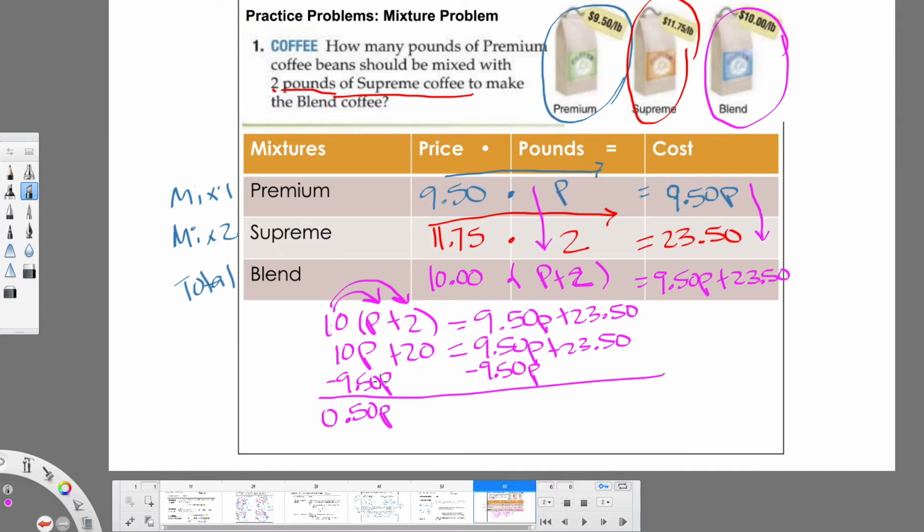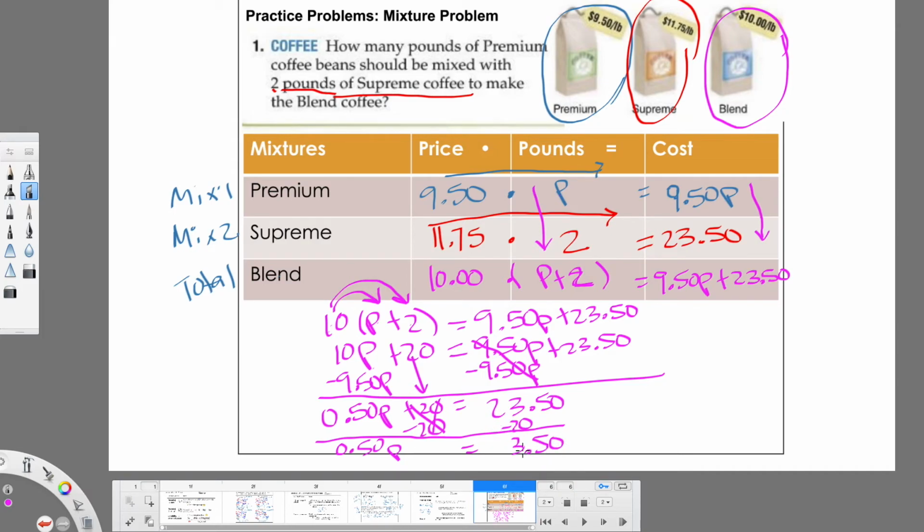P plus 20 just comes down because I haven't done anything with it. 9.50p minus 9.50p, that cancels. So we have 23.50, and I'm scooching that one over just so that it's not too far away. I'm going to now move the 20 over to the right side. So it's being added, I'm going to subtract. And we end up with 0.50p. The 20s cancel. And we have 3.50 left over if I take the 20 away from 23.50.